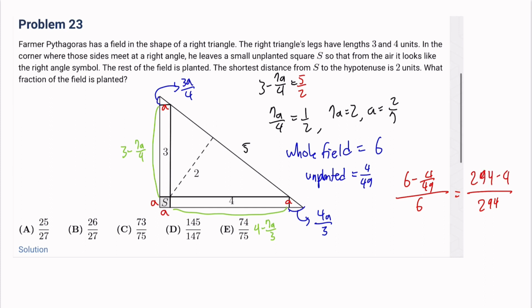And if we divide everything by 2, that gives us 147 minus 2 under 147. So 147 minus 2 is 145. So that would give us an answer of 145 over 147, which is D.